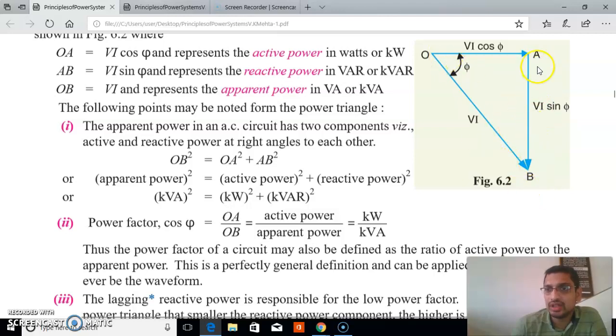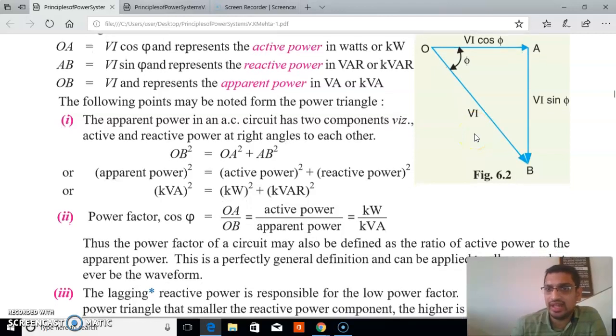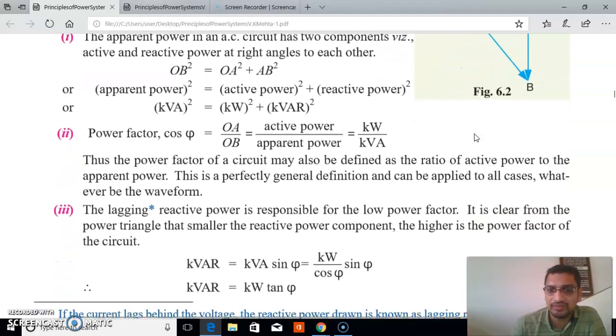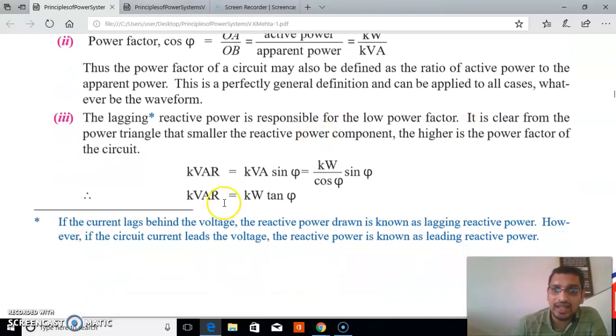AB is equal to kVAR or VI sin phi, and OB is equal to kVA. So sin phi is equal to kVAR by kVA. From this equation we get kVAR equal to kVA sin phi.